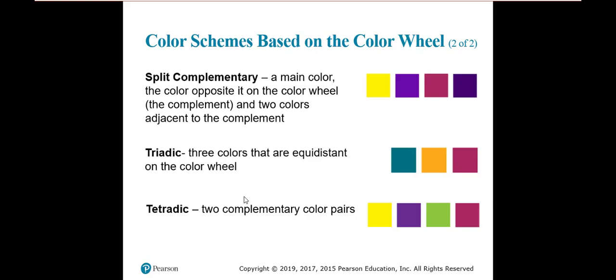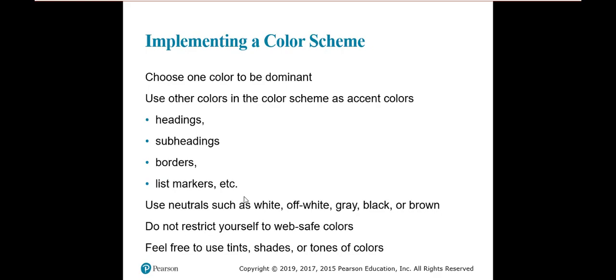And then we talk about the tetradic color scheme, which consists of 4 colors that are 2 complementary pairs. For example, the complementary pair yellow and violet, along with the complementary pair yellow green and red violet, make up our tetradic color scheme. So that's how we discuss the colors. Now you can decide what kind of colors you want to choose for the color contrast of your website. Now here is the thing: implementing a color scheme.